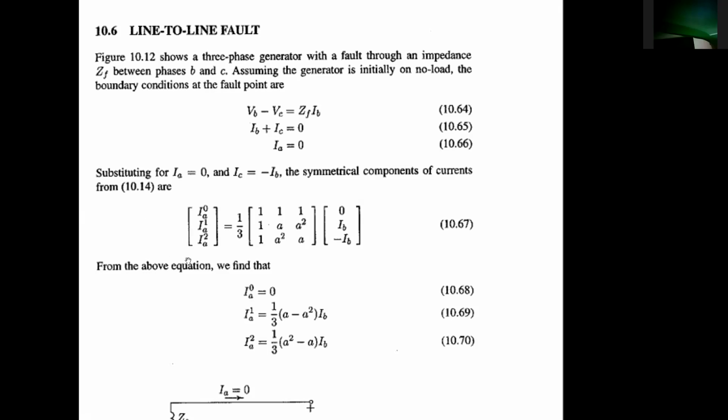Regarding 0, 1, 2 domain, okay, if you want to find ABC or 0, 1, 2 domain interrelation, this equation is already known to you, right? How can we interrelate ABC and 0, 1, 2? I_A012 is equal to A inverse I_ABC, right? This part is ABC.